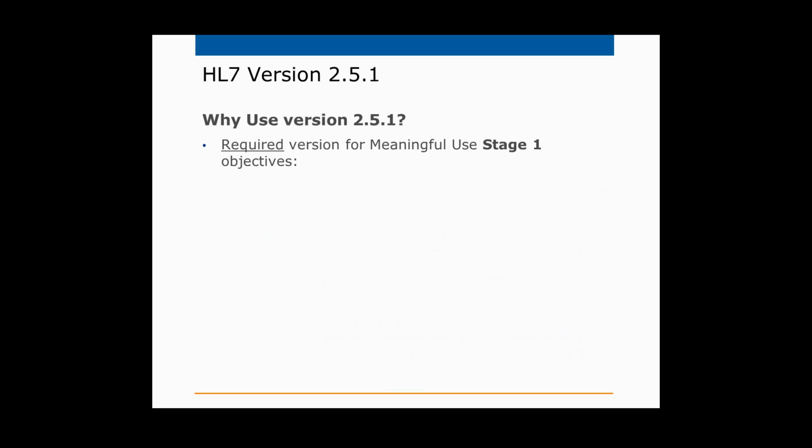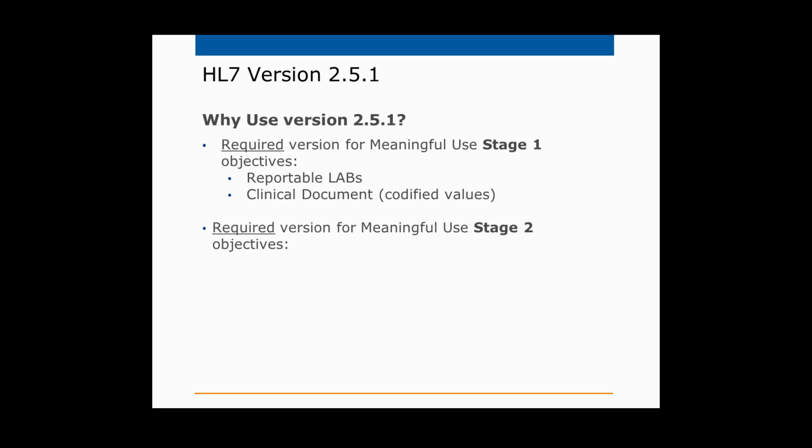What we found, and I'm sure many on the call found this as well, is that version 2.5.1 was required. It was a required component for meaningful use stage 1 back in 2011, 2012 for the reportable labs, the clinical documents, which use a portion of codified values for that. That was the main requirement for stage 1, the reportable labs and clinical documents, as far as 2.5.1 goes. Now, it got a little tighter when we got into stage 2.